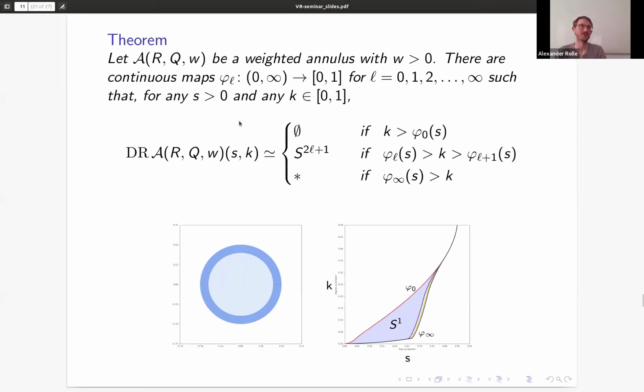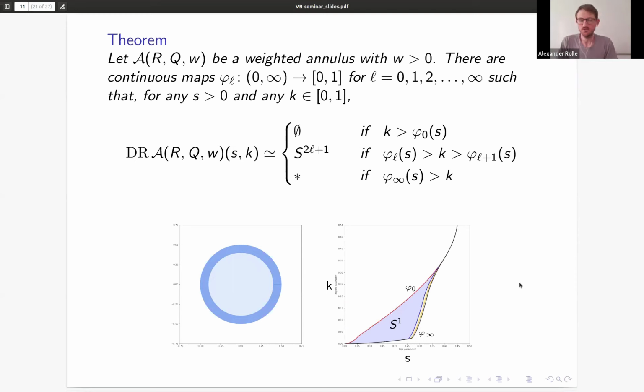And so what this says is that these continuous maps give curves in the degree-Rips parameter space, and these curves are the boundaries of regions where the degree-Rips complexes have this specified homotopy type. So if K is larger than phi 0, the complexes are empty. Phi 0 is in red here. Phi 1 is in blue. And so if K is between phi 1 and phi 0, then the degree-Rips complexes have the homotopy type of S1, and so on. This yellow curve is phi 2. So in this little yellow region, we get the homotopy type of S3. And then if K is less than phi infinity, which is in black, then the complexes are contractible.